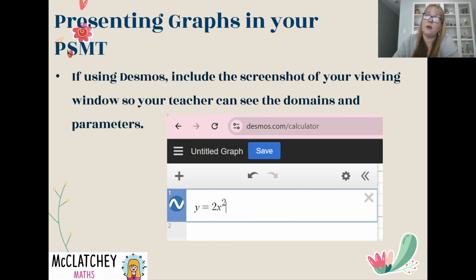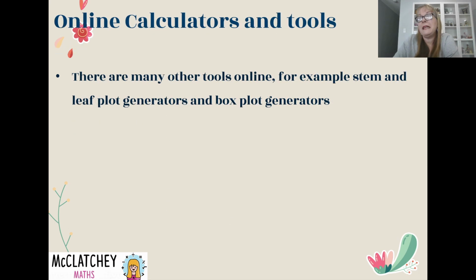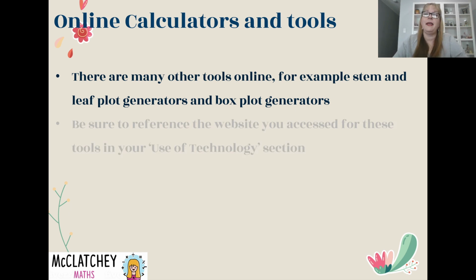If you're using Desmos, it's a good idea to include a screenshot of the viewing window so you can see domains and parameters. This is the viewing window over here. It's got this little funny squiggle to represent the particular graph that you've drawn. And if there are any domains and parameters, that will be in here as well. There are also many other tools and calculators online. I did mention some earlier. There are things like stem and leaf plot generators and box plot generators, which make it a much more efficient way than drawing it by hand.